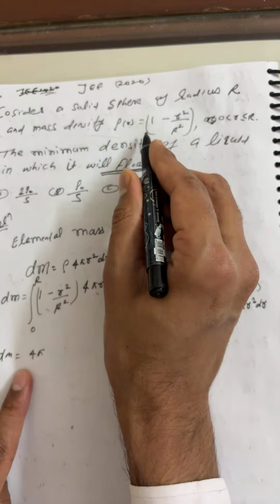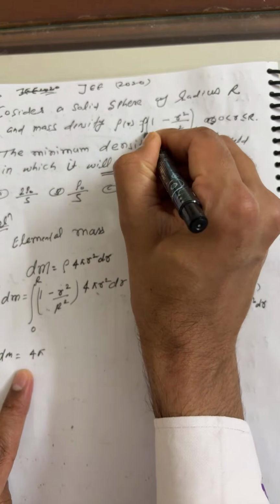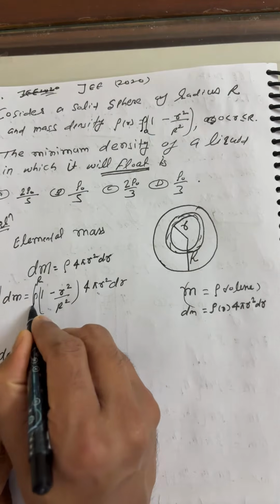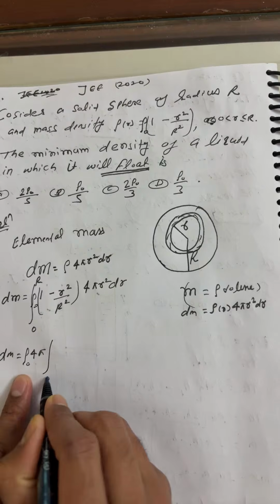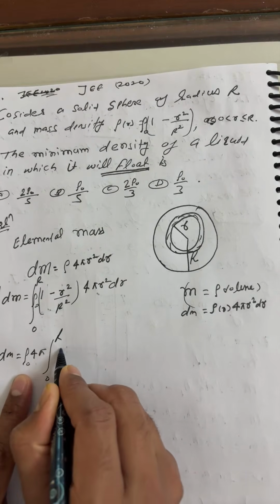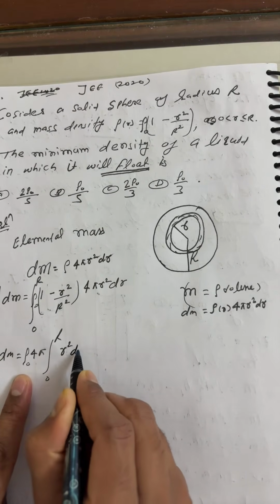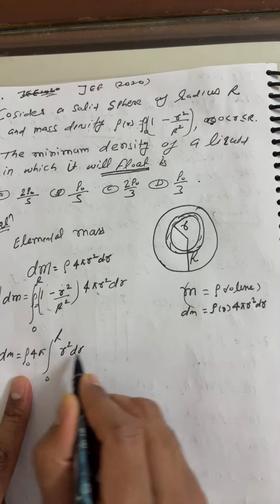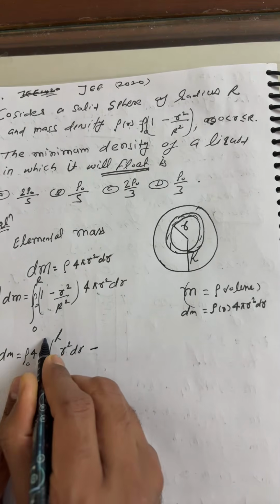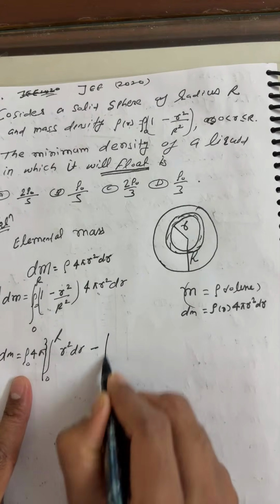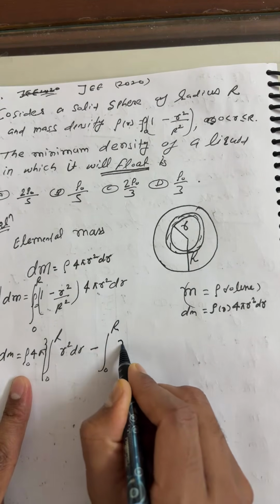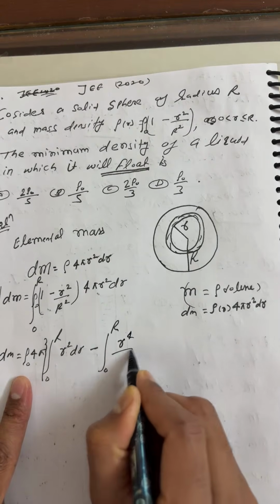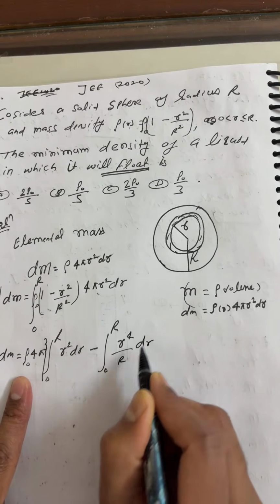Into beta, this is what? In fact, if something is missing over there, there is mention in the question, beta. This is rho naught. So rho naught beta 4 pi, you can take it out. Integration 0 to r, my dear, r square dr. Then minus, keep in mind, this beta is common here. Integration 0 to r remains, you can say, this is what? r to the power 4 by r into dr.